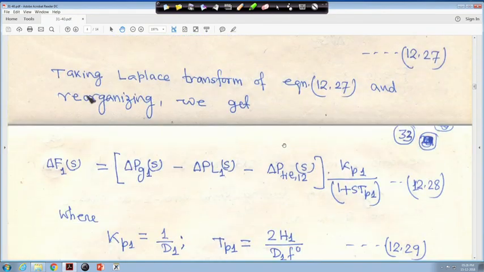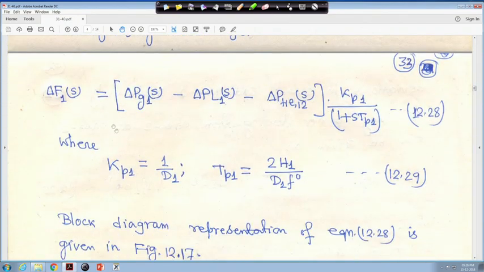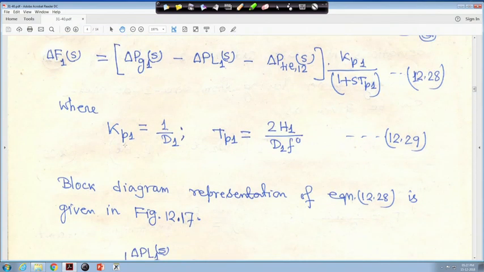Now, if you take the Laplace transform of that, delta F 1 s will be delta P g 1 s, again and again I will not put s because it is understandable, minus delta P L 1 s minus delta P tie 1 2 s, into K p 1 upon 1 plus s T p 1. The way we simplified for the isolated system, do that here also, where for area 1 K p 1 will be 1 upon D 1 and T p 1 will be 2 H 1 upon D 1 F 0. This is equation 28 and this is equation 29.